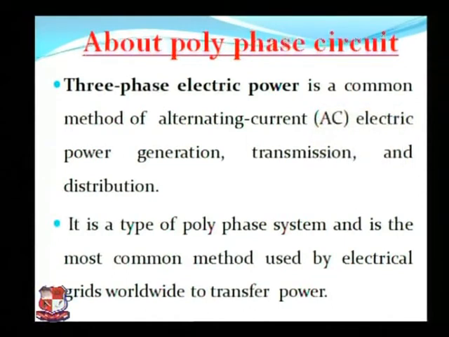Now some of the overview or the ideas about the polyphase, which is the three phase circuit. It's a common method of AC alternating current which is used for power generation, transmission and distribution. It is one of the types of polyphase system and is the most common method used by the electrical grids worldwide to transfer the power. In the polyphase circuit, we know that there are 3-phase, 6-phase, 12-phase, but at the end of the session I am going to play a video which gives you the idea why we use the 3-phase circuit and not the 6-phase or 12 phases.